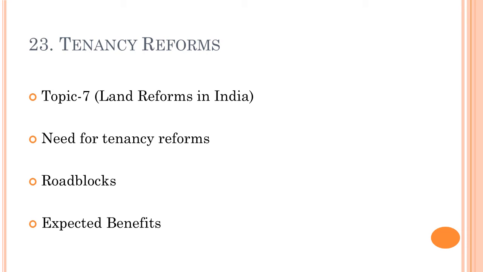So let's talk about it. So what is tenancy reform? What is the aim of tenancy reform? So tenancy reform is aimed at redistributing ownership over the land holding from the viewpoint of social justice and reorganizing operational holdings from the viewpoint of optimum utilization of land. See, it's not like poorer people will be getting land, that is the only objective of tenancy reforms. Tenancy reform is as much about social justice as it is about economic justice. So they also want to increase utilization of land.